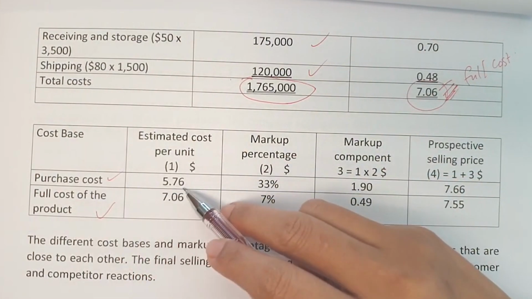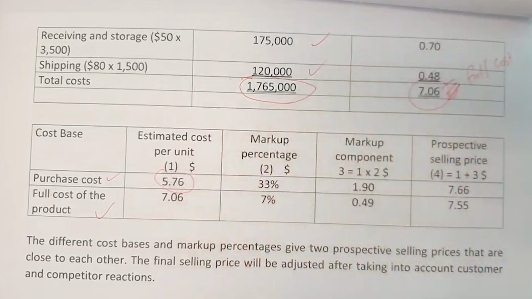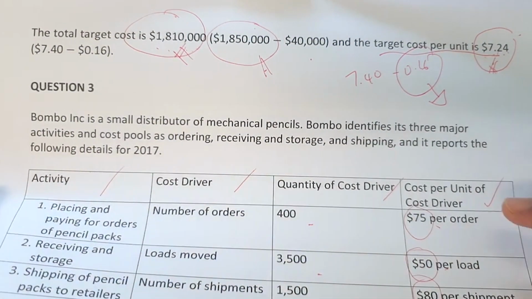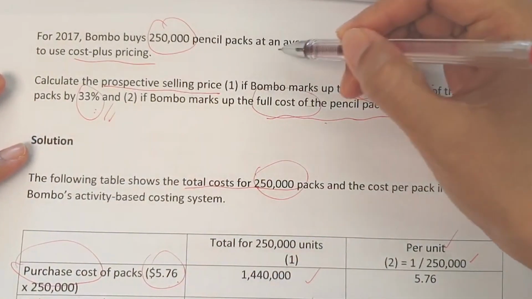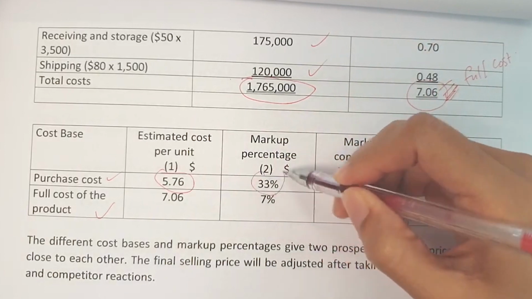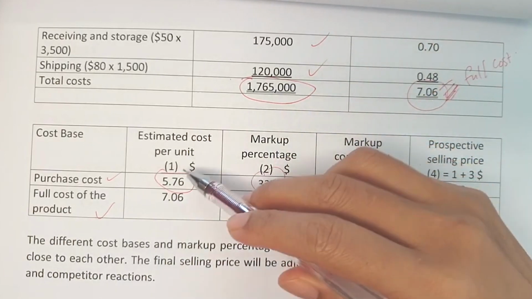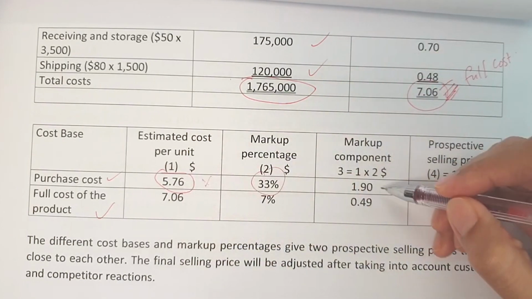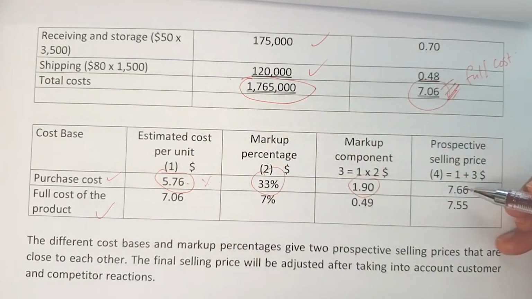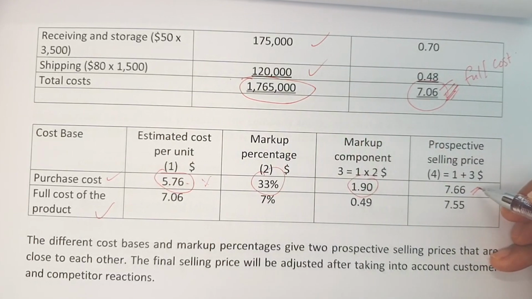So the purchase cost, yes, the cost is 5.76. This is the purchase cost that I already told you before here. This is the purchase cost of 5.76. Markup is 33%. So 33% times 5.76, we can get this figure. Okay, and this we add with this, so we can get the selling price for purchase cost is 7.66.